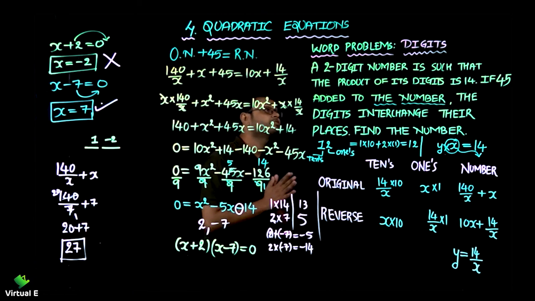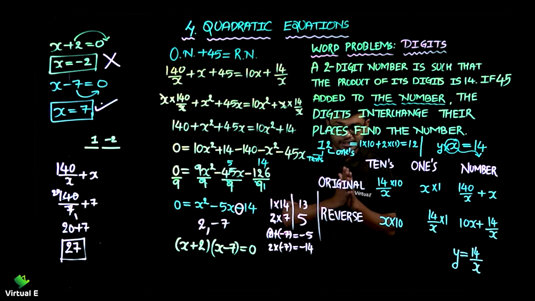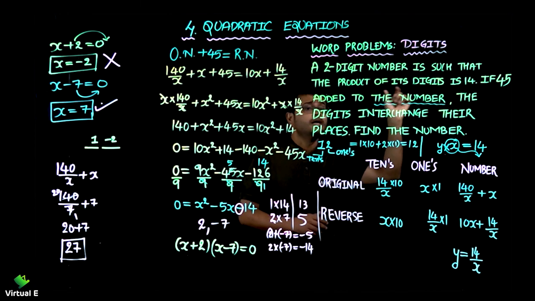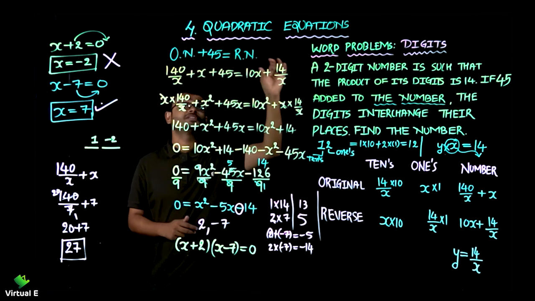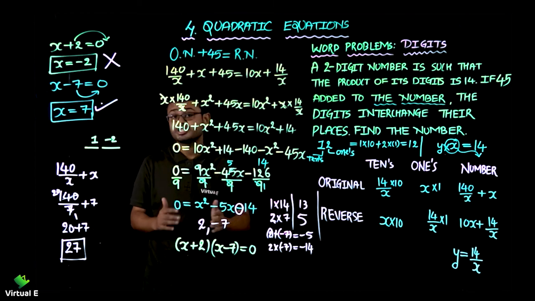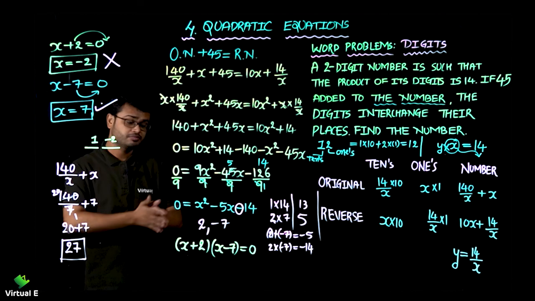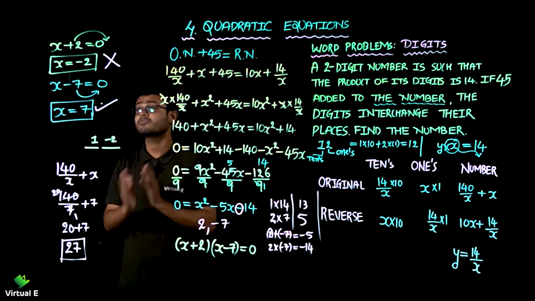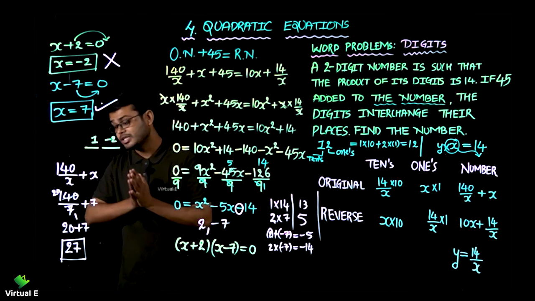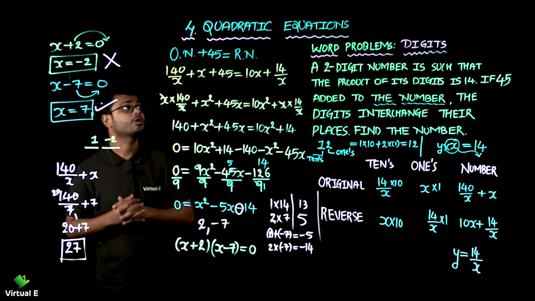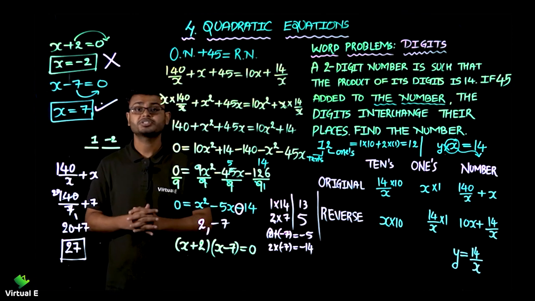Let's repeat the steps. First of all, read the question properly. See what the conditions are. Try to make a tabular format. It is easy to understand. Then follow the second condition, which is given in the question. Form your equation. Then substitute the values. Then simplify as much as you can. Use any of the three methods which is possible to get the solution. And get your solution. Then check which of them is applicable, which of them is feasible. Use that solution, substitute the values, and get your final answer. So this is how we solve word problems related to digits and numbers.